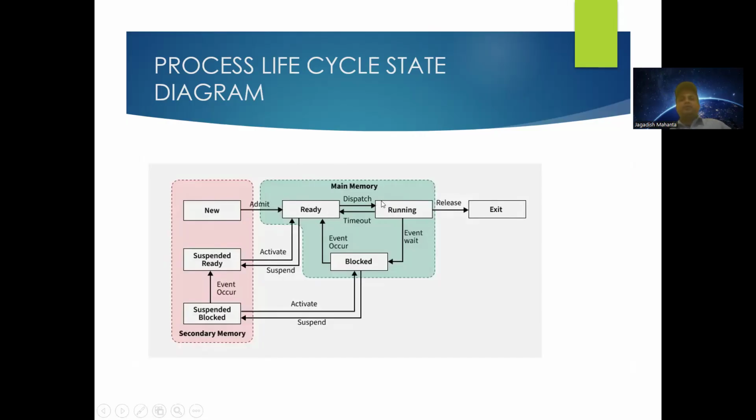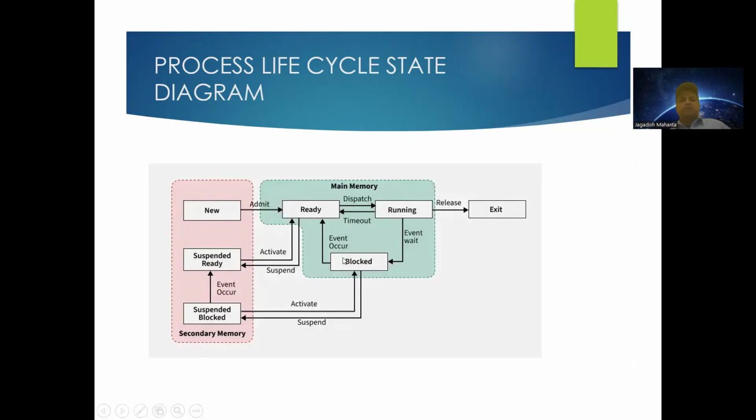If the process is fully executed, then it is terminated, or it goes out of the scenario with the help of the exit state. If the process is not fully executed, then it comes back to the ready state and waits in the queue. If the process in the running state wants a secondary IO operation, then the CPU sends it into the block state.